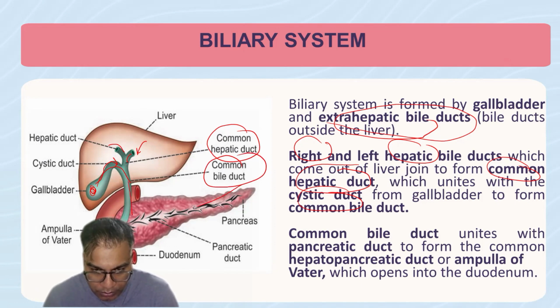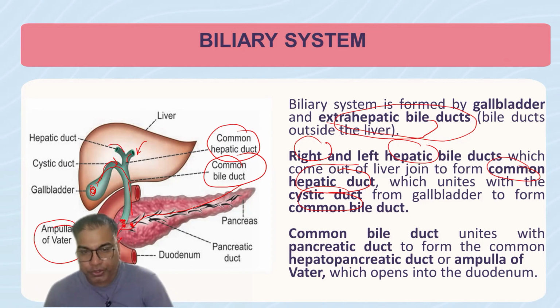Here, the pancreatic duct is coming, and finally, it joins here and opens into the duodenum by the ampulla of Vater. So there are sphincters present, which are called sphincter of Oddi or pancreatic sphincter, which guard the opening of these two respective ducts. Sphincter of Oddi is responsible for the opening of common bile duct, and pancreatic sphincter is responsible for the opening of pancreatic duct. And finally, these two ducts, after joining through the ampulla of Vater, open into the duodenum.